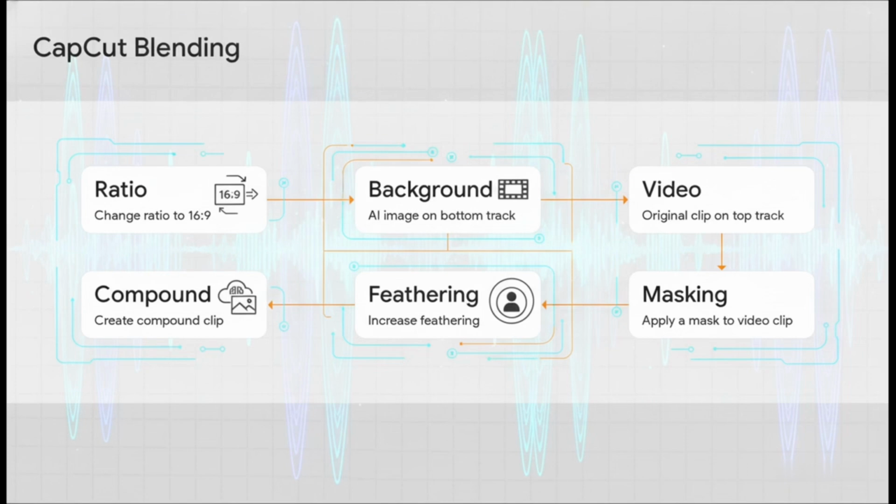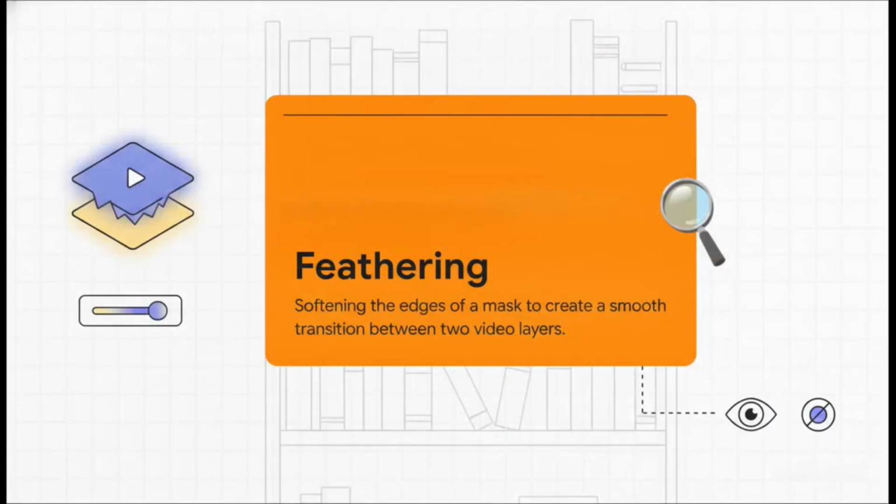To start blending, just select that top video clip and apply a mask. Now, once your mask is applied, you've got to use a technique called feathering. If you're not familiar, feathering basically just softens the hard edges of a mask to create this smooth, totally invisible transition between your original video layer and the AI background underneath it. A fantastic little trick here. Try toggling the layer visibility on and off while you adjust that feathering slider. It really helps you dial in a perfectly seamless blended edge.